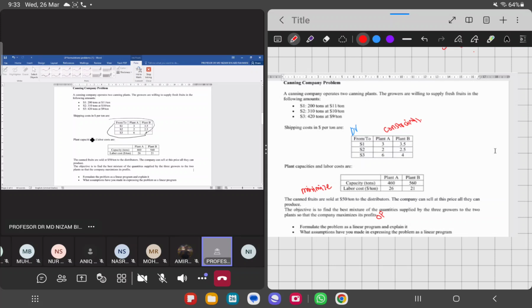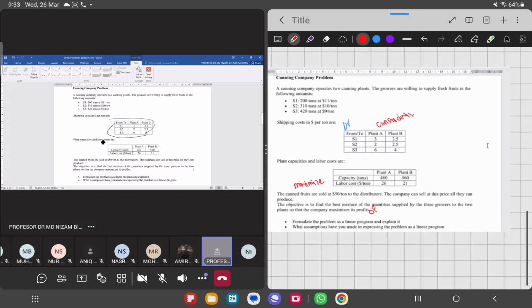And these two plants, plant A and plant B, have different capacity, meaning that the amount of fresh fruit they can process is different. The capacity for plant A is 460, plant B is 560. And since they're at two different locations, the labor costs are different also. So maybe one in Kuala Lumpur, one in Malacca, right? So labor costs will be different. Maybe the Kuala Lumpur one is going to be higher. So labor cost for plant A is $26, and for plant B is $21, right?